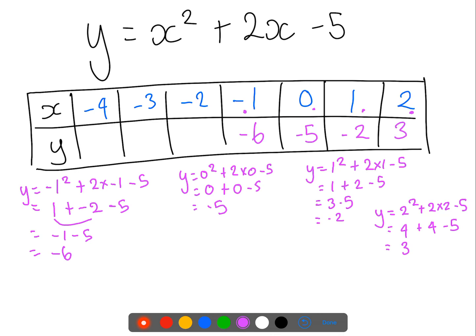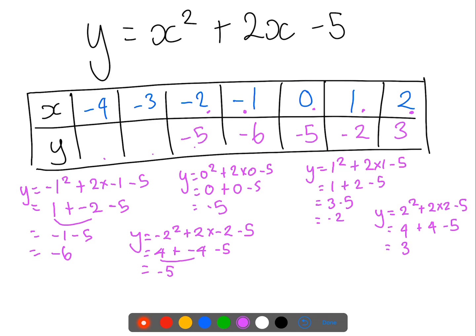All right, now you might be tempted to just write the opposite down here, but that's risky because this is a good way to check you're right rather than just assuming you're right. So let's do negative 2. y equals negative 2 squared plus 2 times negative 2, take 5. Negative 2 times negative 2 is 2 times 2 is 4. 2 times negative 2 is negative 4, take 5. 4 take 4 is 0, take 5 is negative 5.